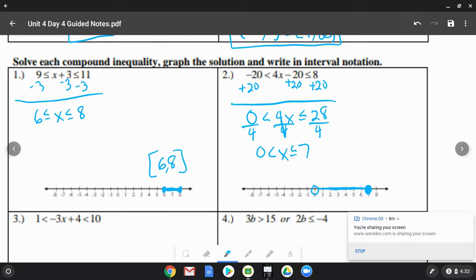So that's where I'm going to shade. And then 0, 7 are my 2 numbers. I have a parenthesis at 0 because it's an open circle, and a bracket at 7 because that's a closed circle. So that's 1 and 2.